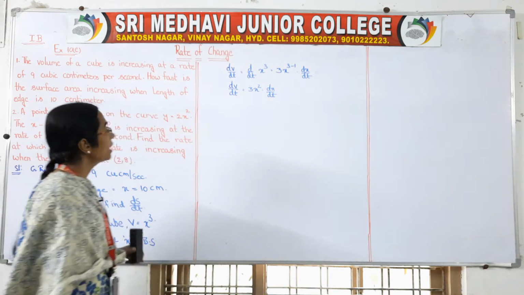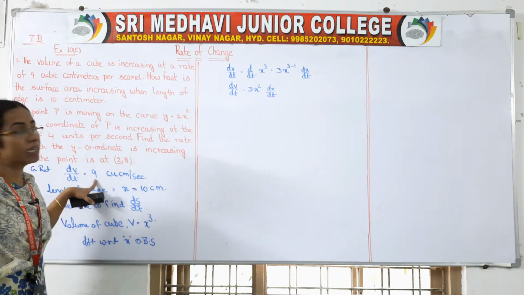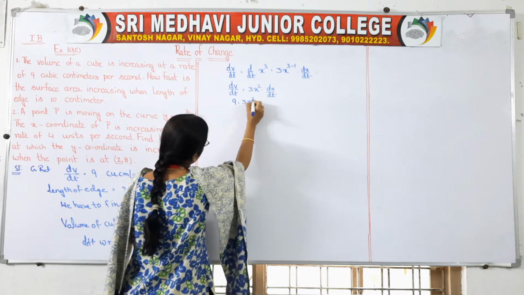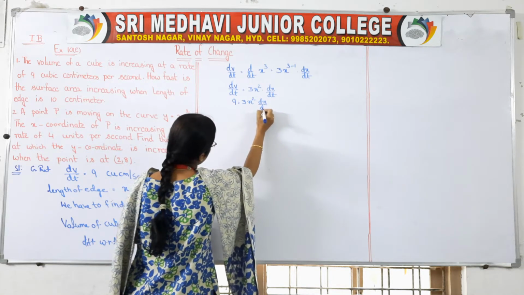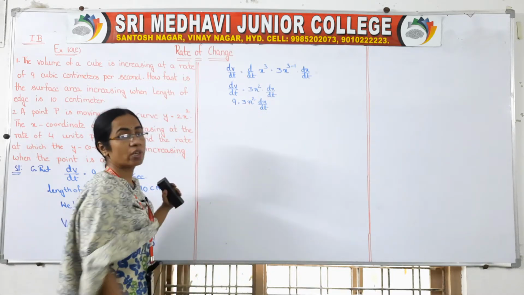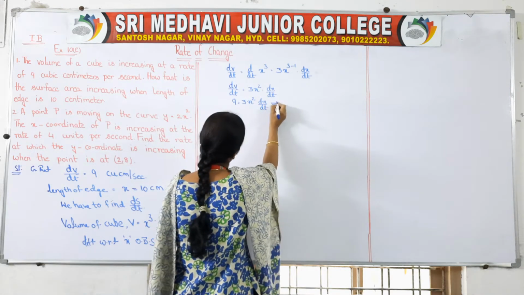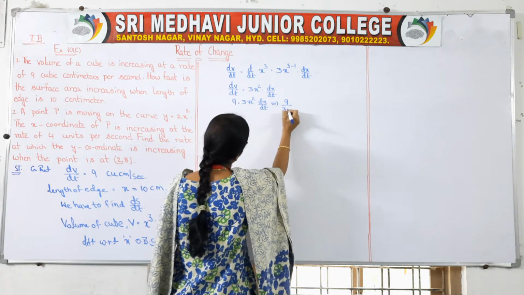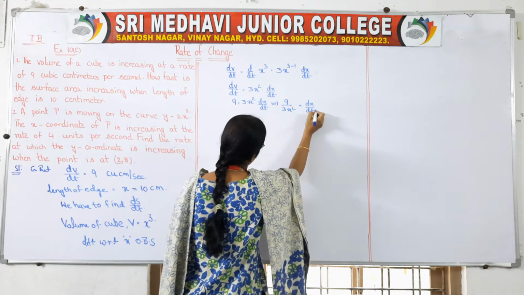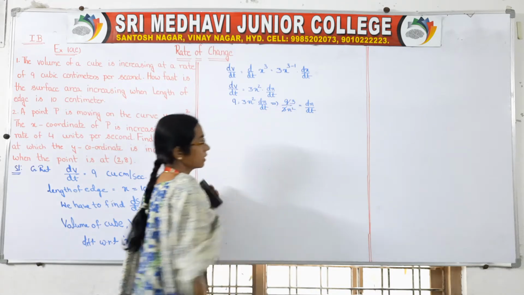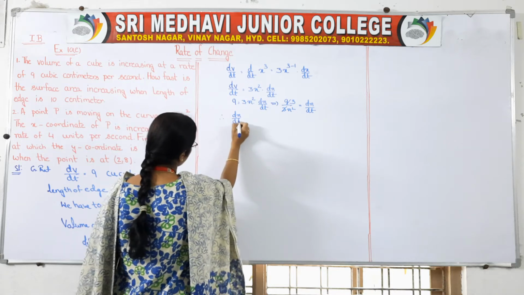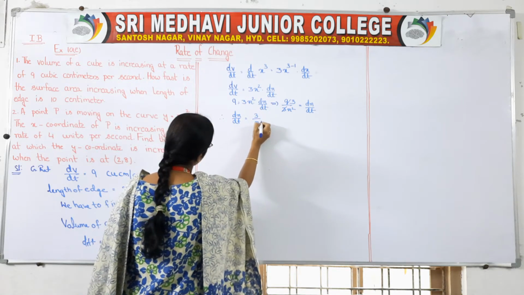So dV by dt is given as 9. So 9 is equal to 3x square dx by dt. If you want to know dx by dt, send 3x square to the other side. So it is 9 by 3x square is equal to dx by dt. 3 ones are 3, 3 threes are 9. Therefore, dx by dt is equal to 3 by x square.